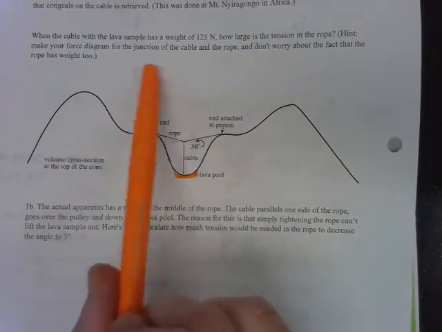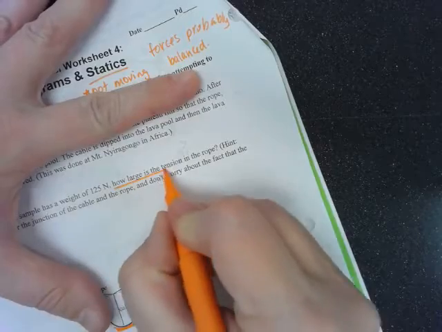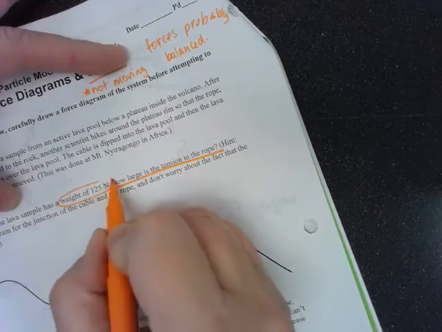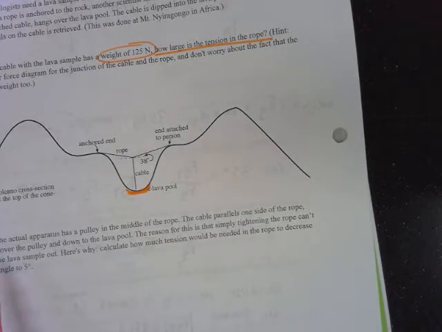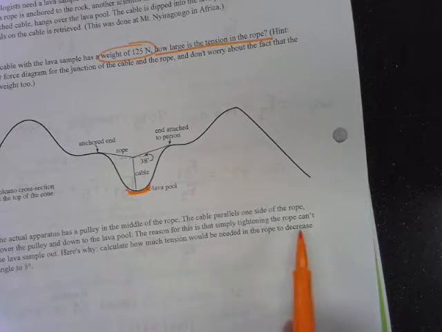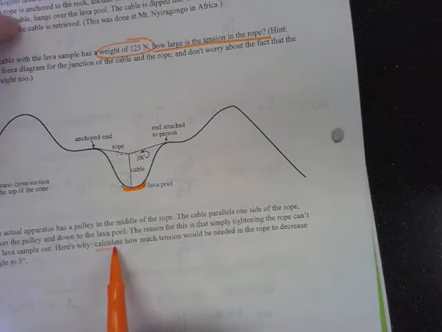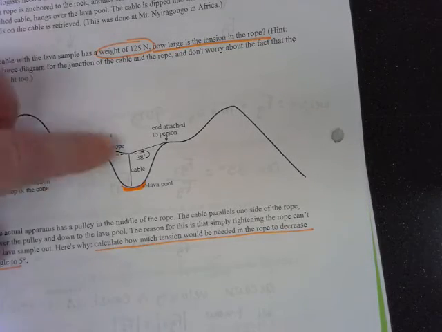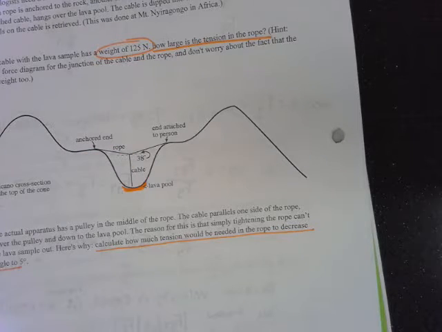All right, so the first thing it says, how large is the tension in the rope when we have a weight of 125 newtons on the cable? We're going to need to draw a force diagram. And then we're going to calculate how much tension would be needed if we decrease that angle there to 5 degrees from 38. So first we need to draw a force diagram.